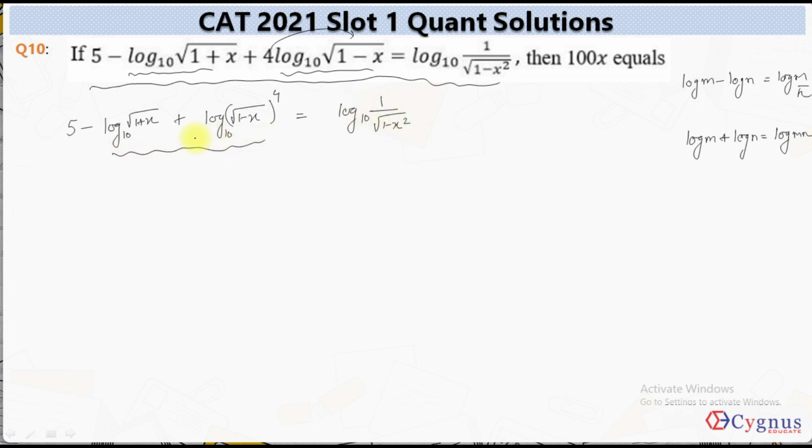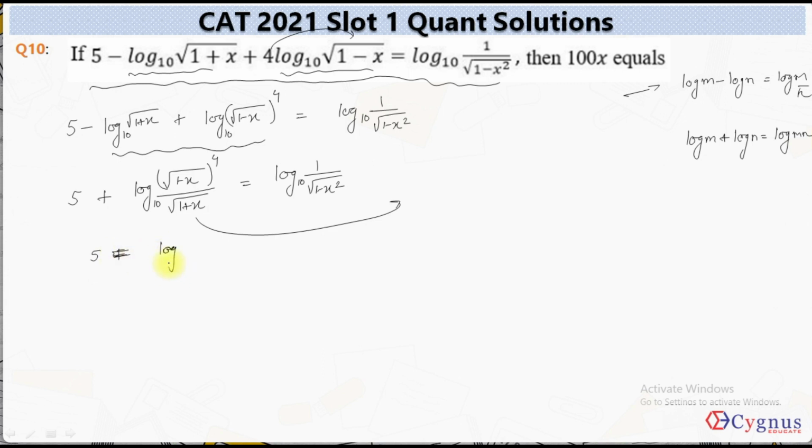If you take these two terms, this can be read as log m minus log n. So I'll apply this property. Log m minus log n should be replaced by what? Log of m by n. So log of 1 minus x raised to the power 4 divided by root of 1 plus x to the base 10 is equal to log of 1 by root of 1 minus x square to the base 10. When this term goes to the right hand side, the equation will become 5 plus 5 is equal to log of 1 by root of 1 minus x square minus log of root of 1 minus x raised to the power 4 by root of 1 plus x.